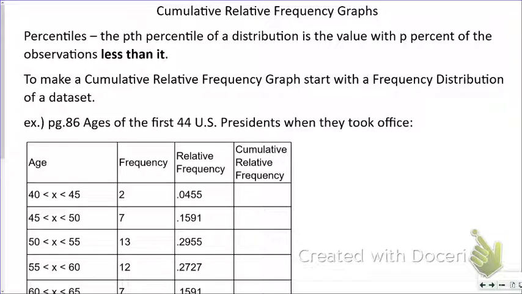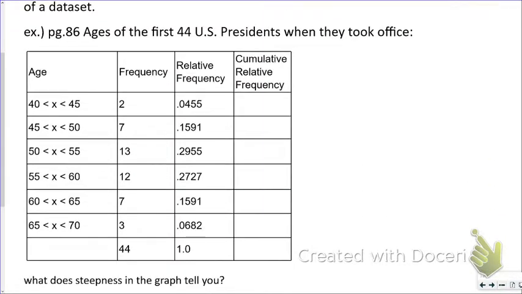So in this example, our textbook looks at the first 44 presidents that we had, and it categorizes them by age, and there's our frequency. I went ahead and calculated the relative frequency. As a reminder, you go 2 divided by the total, and that's how I got 0.0455. Hopefully that's review. There's a new measurement, cumulative relative frequency. It's going to allow us to look at percentiles.